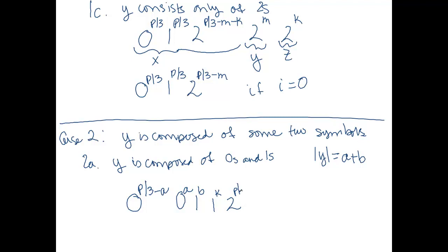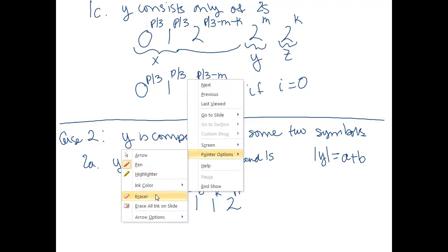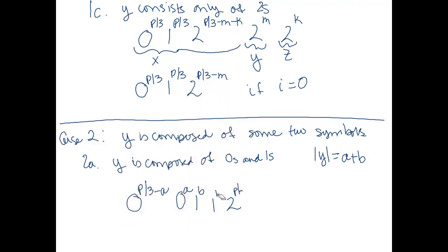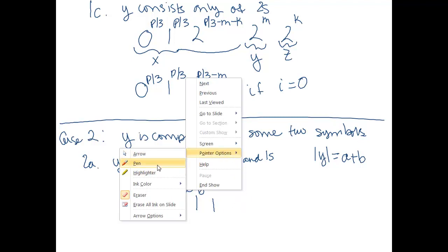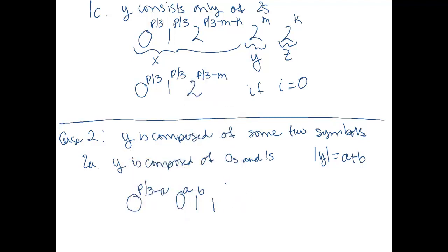Oh, let's do this easier. This is going to make it easier. Okay. Z can just contain the p minus 3 ones that are not in y. That's easier. P divided by 3. P divided by 3.